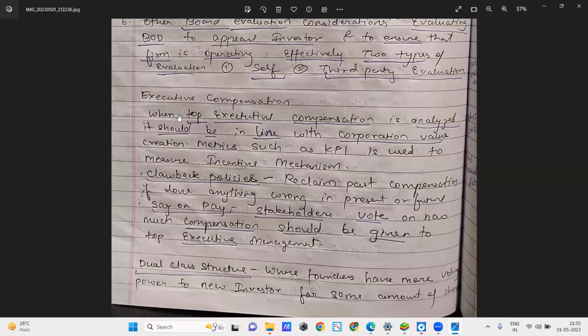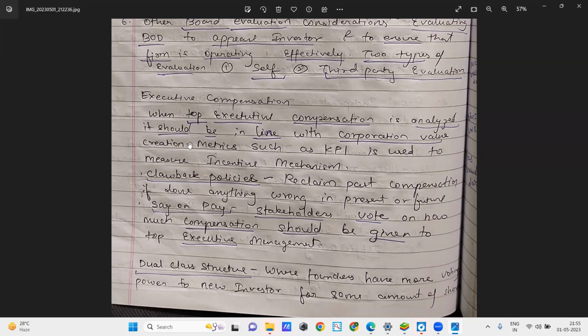Executive compensation: when the compensation of a top executive like the CEO or the CTO is analyzed, it should be in line with the corporation's valuation. We should be creating value which is justifiable based on the amount of money he is withdrawing from the company. Metrics such as KPIs are used in most companies to measure incentive mechanisms.